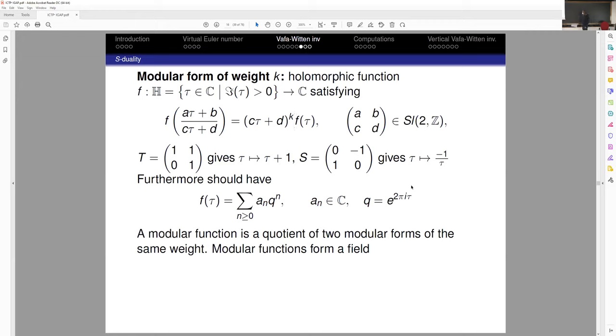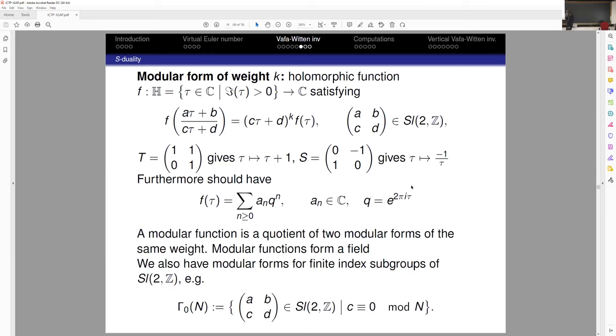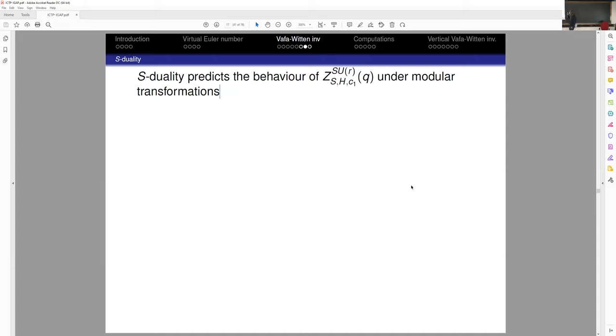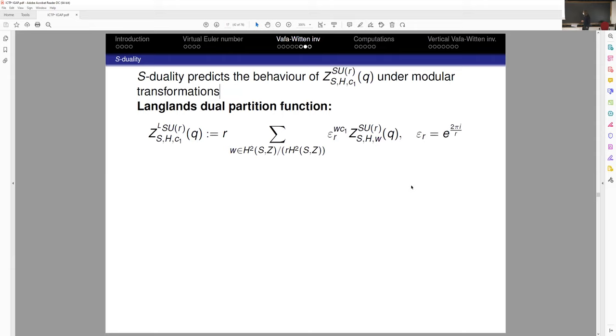You can also use modular functions, which are quotients of modular forms. And we can also look at more general modular forms for subgroups of SL2Z, where often instead of the full group one has a subgroup, and then there are more modular forms because one requires less. So anyway, the claim is that in some sense this partition function will behave like a modular form. So S-duality predicts the behavior of this generating function under modular transformation.